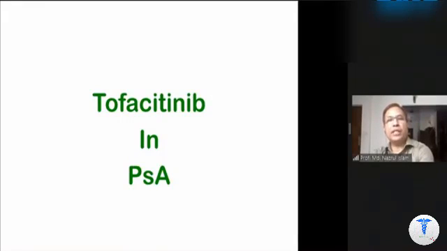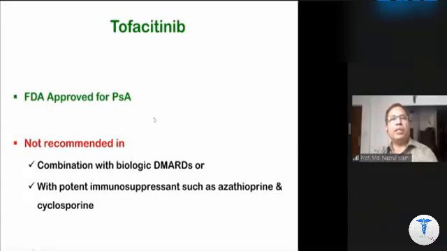Tofacitinib in psoriatic arthritis has received the recommendation both by the ACR and the EULAR. APLAR also has given the recommendation, and it is for psoriatic arthritis. This is the important one: not recommended in combination with biologic DMARDs or with potent immunosuppressants such as azathioprine and cyclosporine.